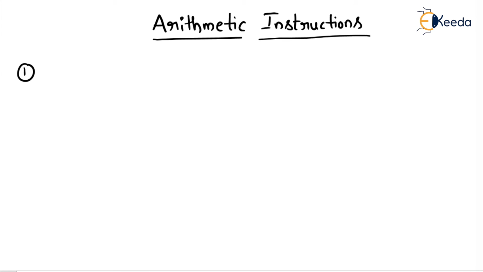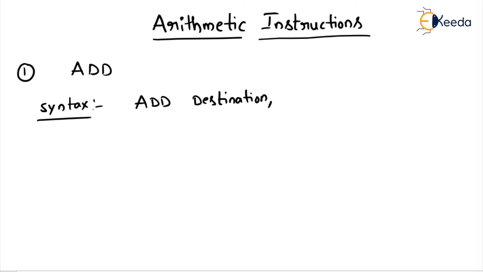The first instruction is ADD. When we want to perform an addition operation, we use this instruction ADD. So what is the syntax? Syntax of the addition instruction: ADD destination, source. These instructions add a number from some source to a number in some destination and put the result in the specified destination.